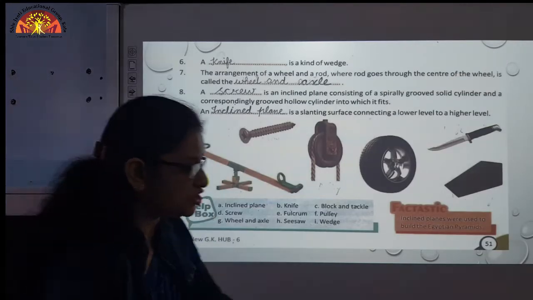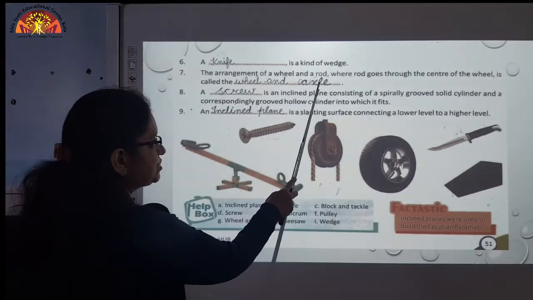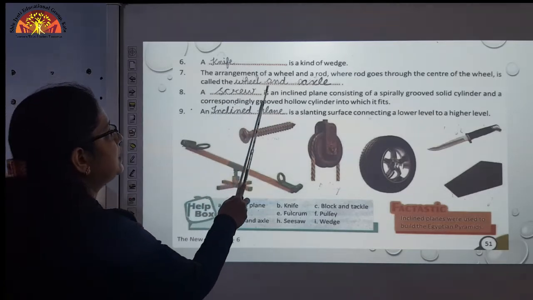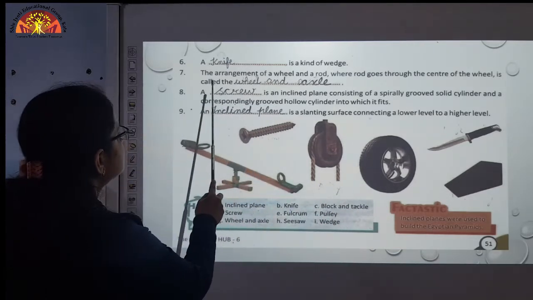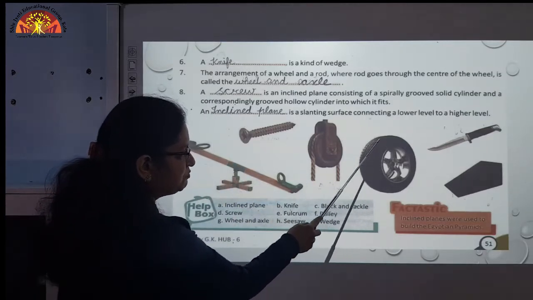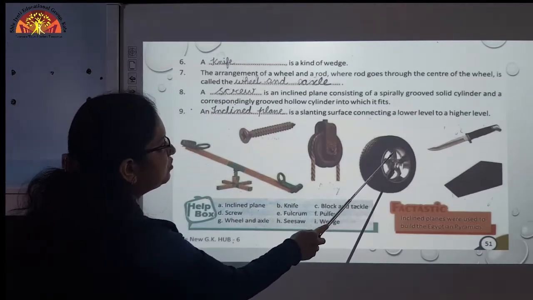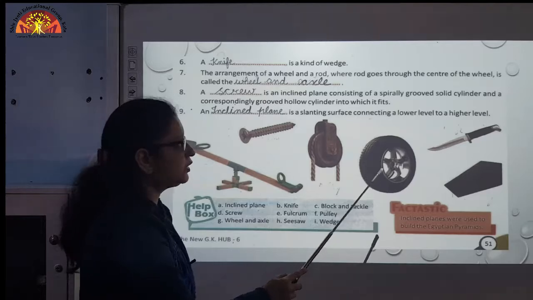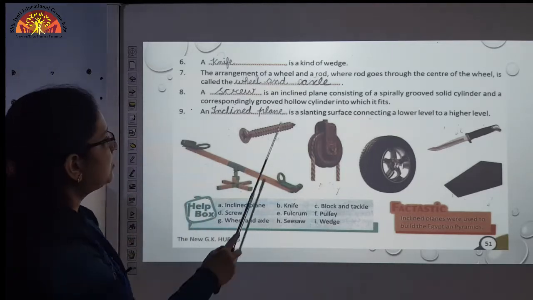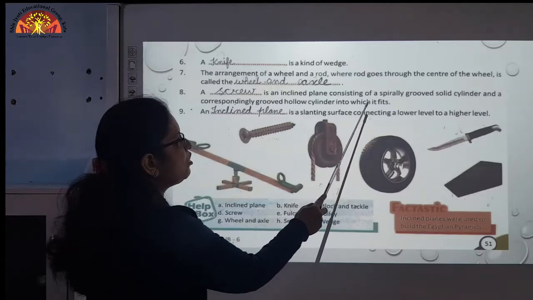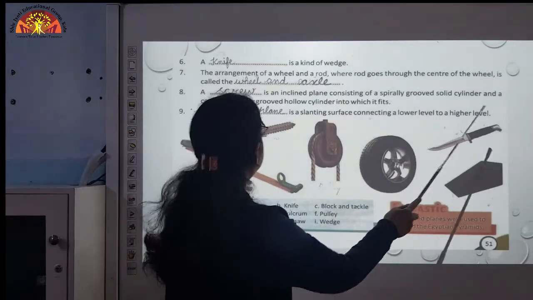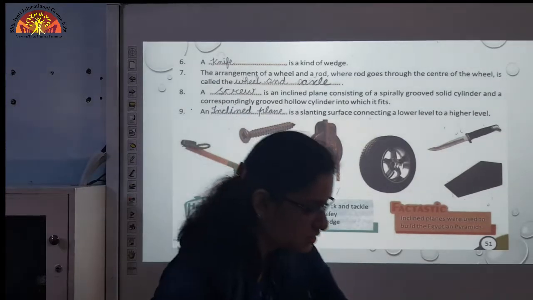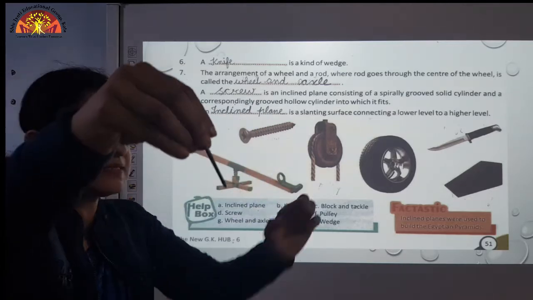Number 7. The arrangement of a wheel and a rod, where the rod goes through the center of the wheel, is called wheel and axle. As you can see in this picture, the arrangement of a wheel and a rod, where the rod goes through the center of the wheel, is called wheel and axle. Now, number 8, a screw is an inclined plane consisting of a spirally grooved solid cylinder and a correspondingly grooved hollow cylinder into which it fits. So, it is an inclined plane consisting of spiral.